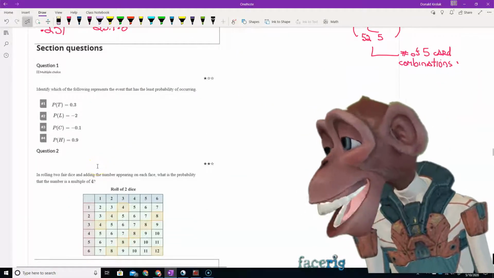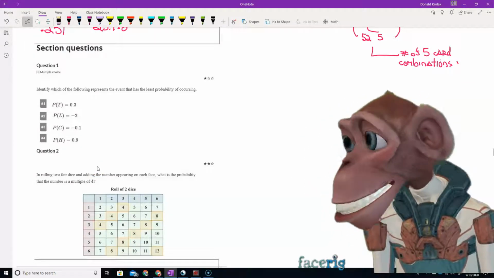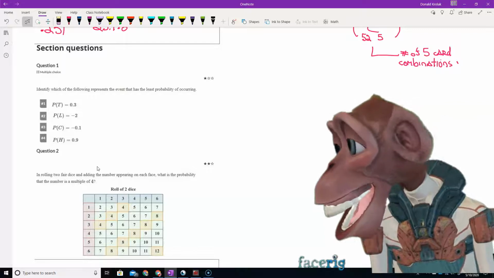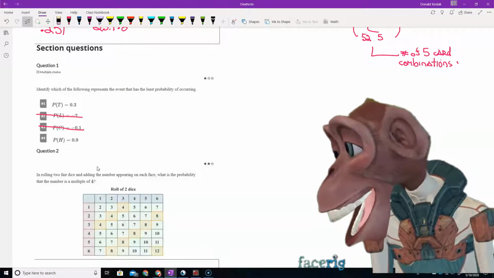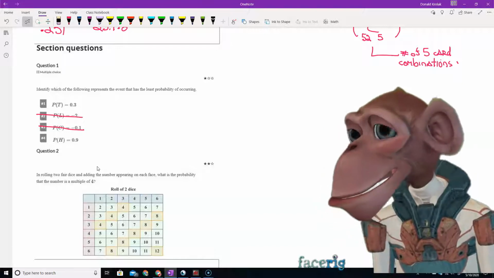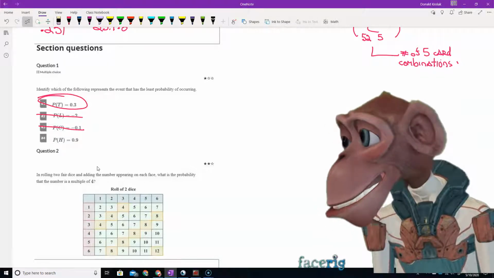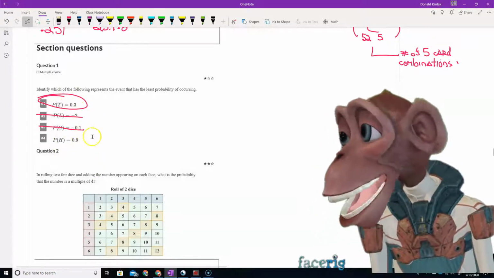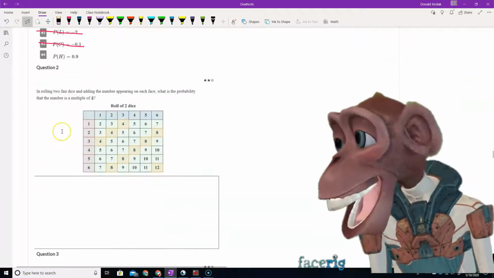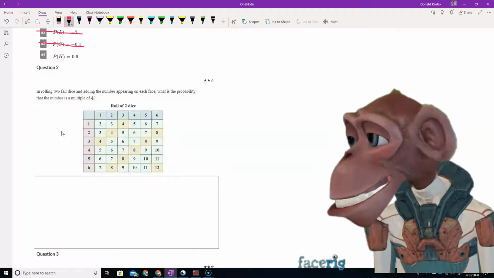All right, section questions. Which of the following represents the event that is least probable? Well, probabilities are always going to be positive. The closer they are to 1, the more probable they are. The closer to 0, the less probable they are. So number 1. Number 2, in rolling a fair die and adding up the numbers.